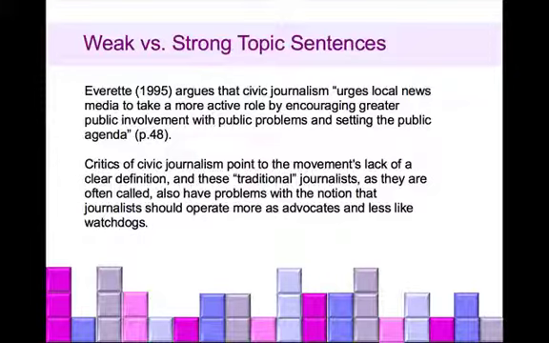Then we have: critics of civic journalism point to the movement's lack of a clear definition, and these traditional journalists, as they are often called, also have problems with the notion that journalists should operate more as advocates and less like watchdogs. So, looking at that, can you imagine which one of these is the stronger sentence? It's probably relatively obvious. It's the second one.